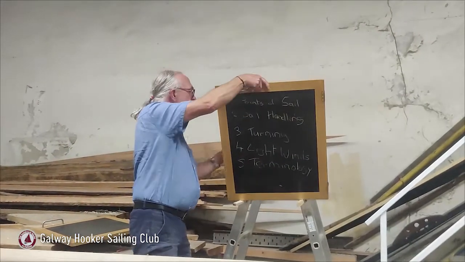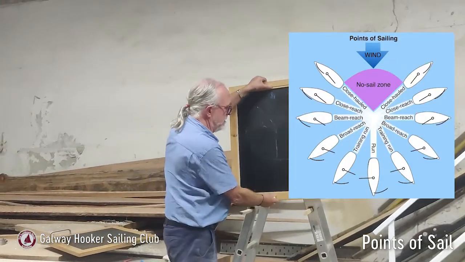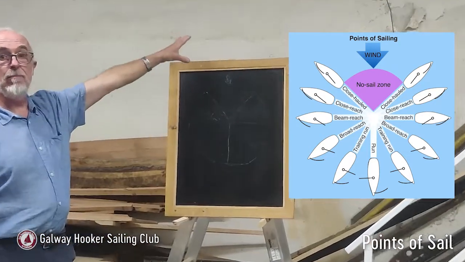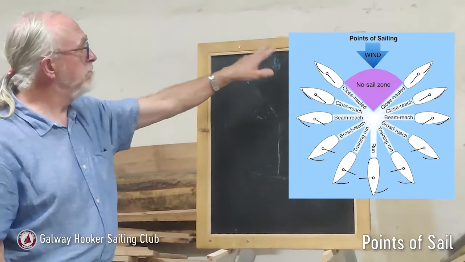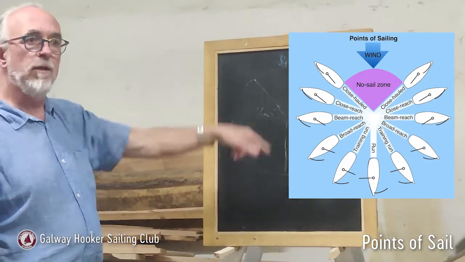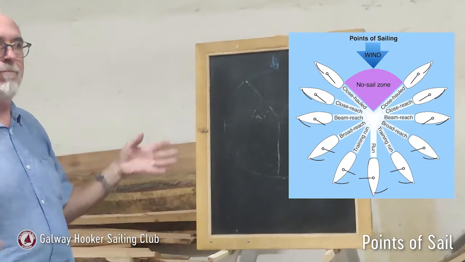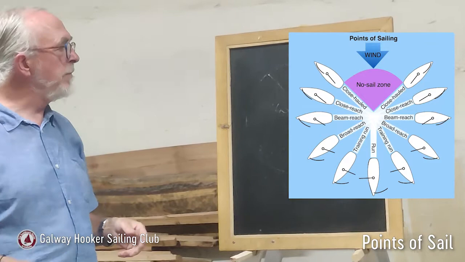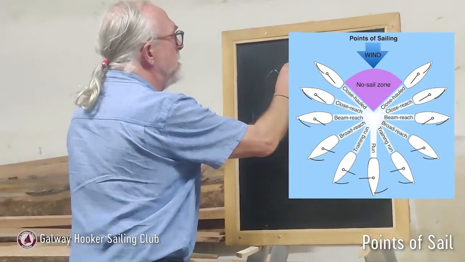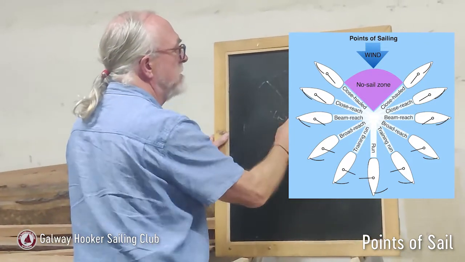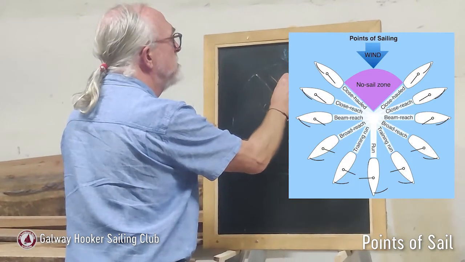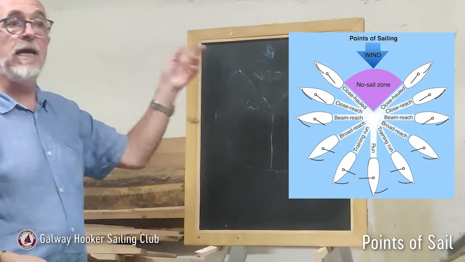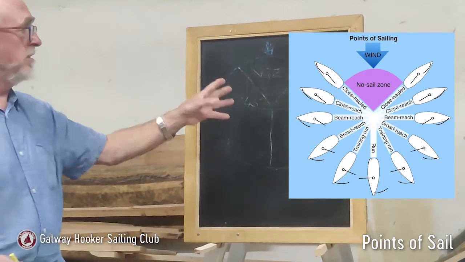So I'll just start off with the points of sail, and I did this in advance here. On the blackboard here, the top of the blackboard is where the wind is coming from. So the blue arrow there shows the wind pointing down, and it might be coming from the east or the west, whatever, but it's easier on the diagram to have it coming down from the top. And this area in the middle here, about 45 degrees off, is typically referred to as the no-go zone, because you can't sail in that direction at all.